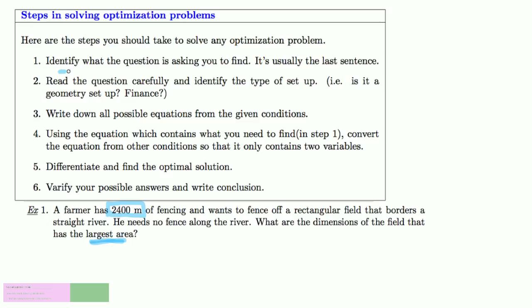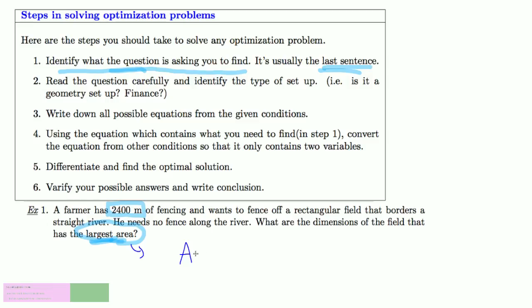So step 1 says identify what the question is asking you to find. It's asking you to find the largest possible area. It's usually the last sentence, and it is the last sentence in this case. Okay. Then read the question carefully to set this up as an equation. So the largest area is what you're trying to optimize. So let's call that area A.